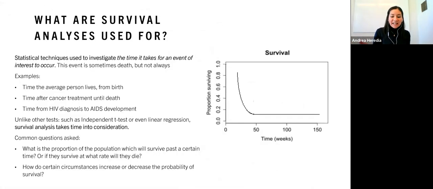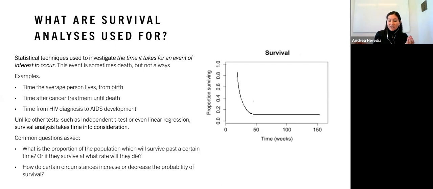So what are survival analyses and what are they used for? Basically, these are a collection of statistical techniques or methods that are used to address questions that have to do with whether and when an event of interest takes place, right? This event sometimes is death, but not always. Some examples of survival analyses are time the average person lives from birth, time after cancer treatment until death, time from HIV diagnosis until AIDS development.